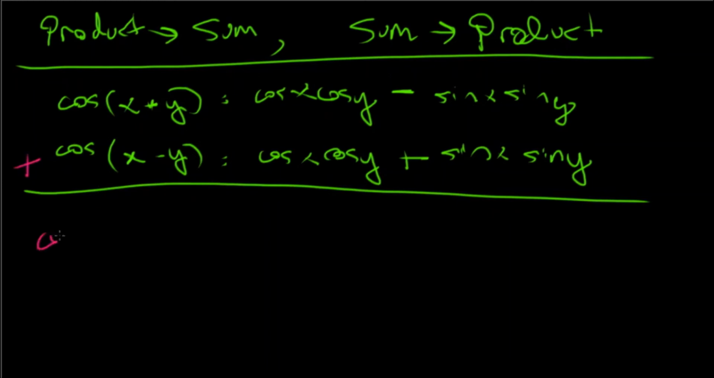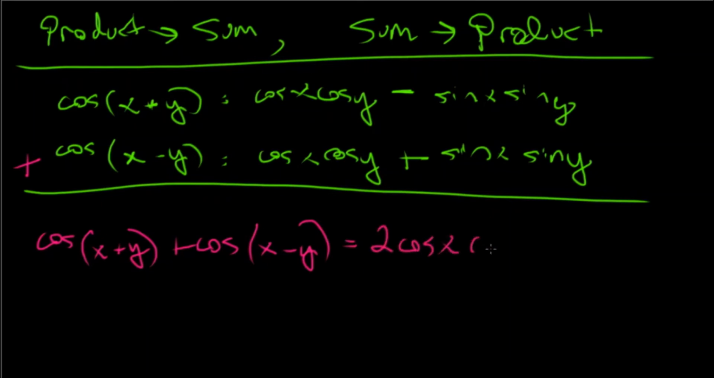So over here, I'm going to add these 2 equations and see what happens. So I'm going to get cosine x plus y plus cosine x minus y. And in doing that, I'm going to add these. So I get 2 cosine x cosine y. And these disappear. Boom. Negative sine x sine y plus sine x sine y, that is 0. So if you notice, I have here the formula that I used in the previous problem. The sum becomes a product.